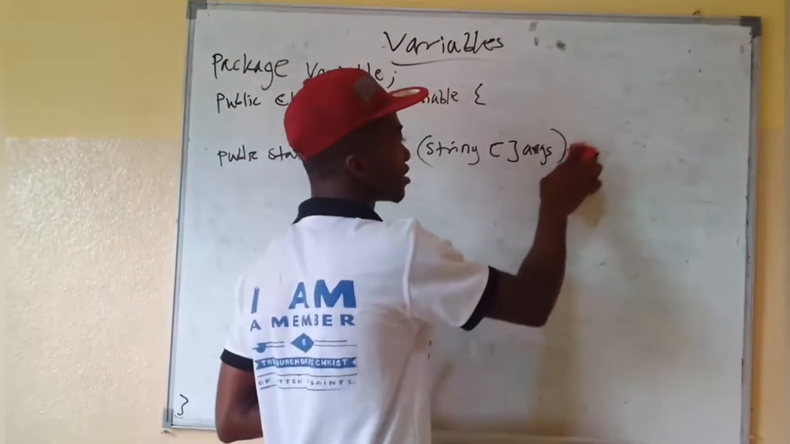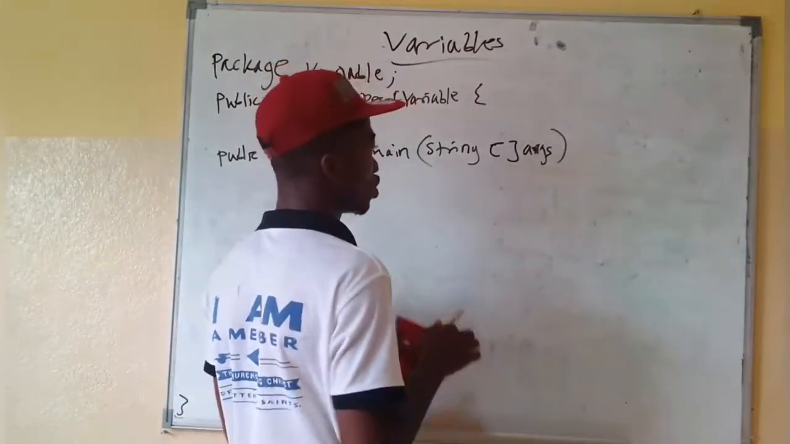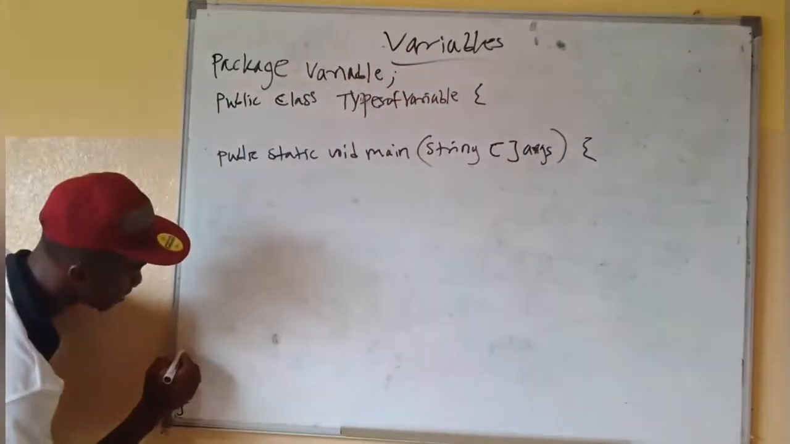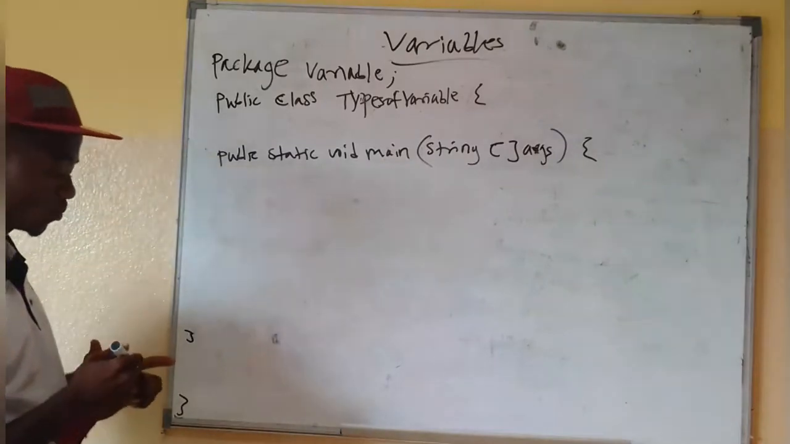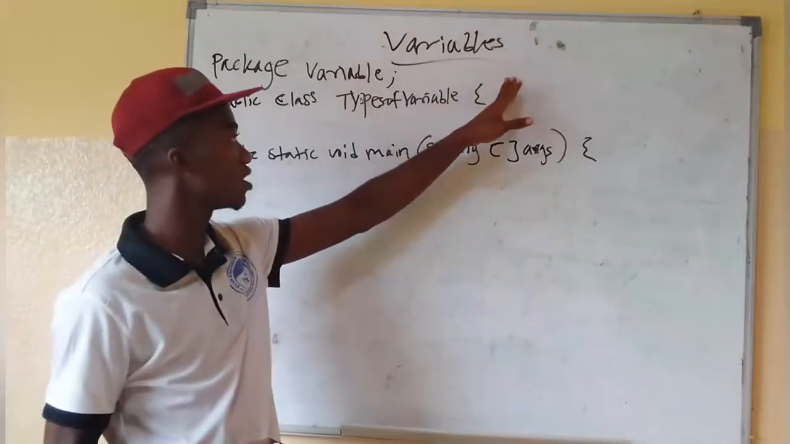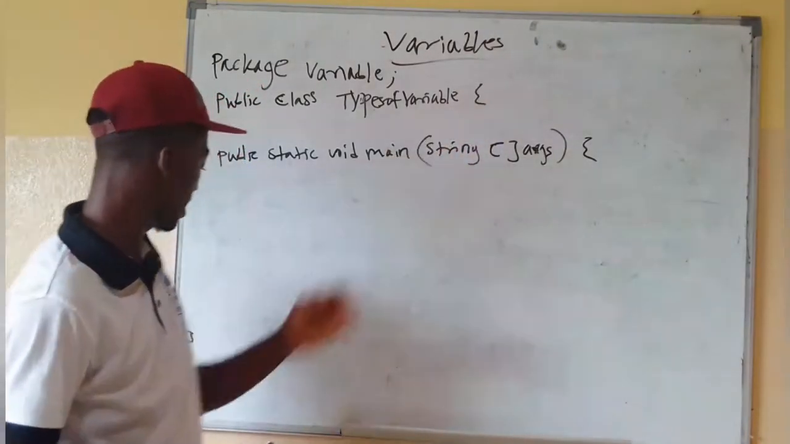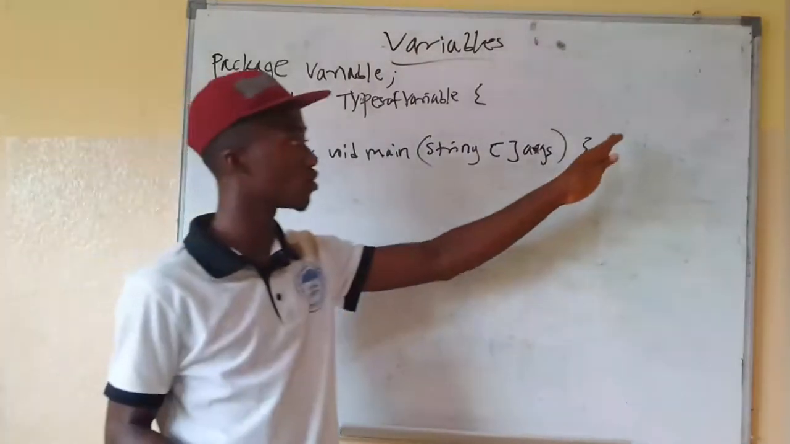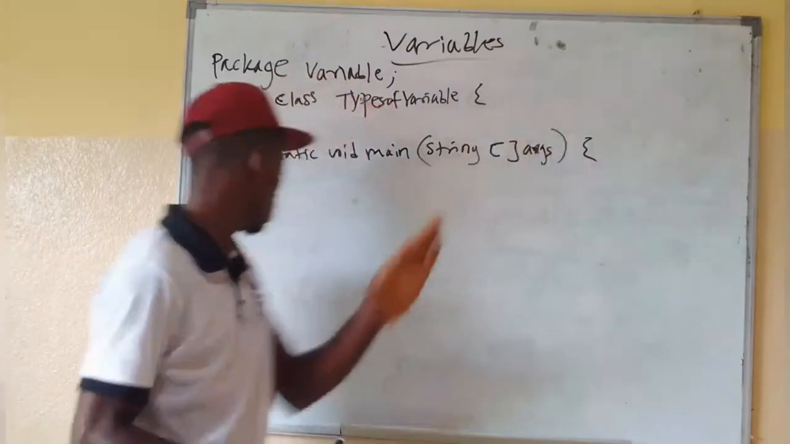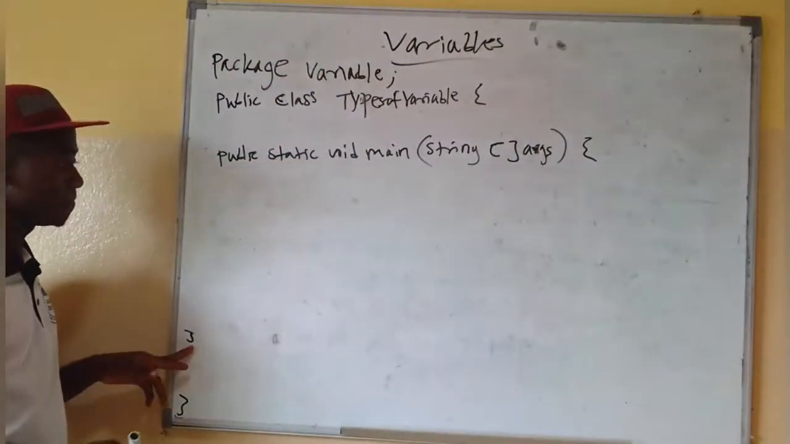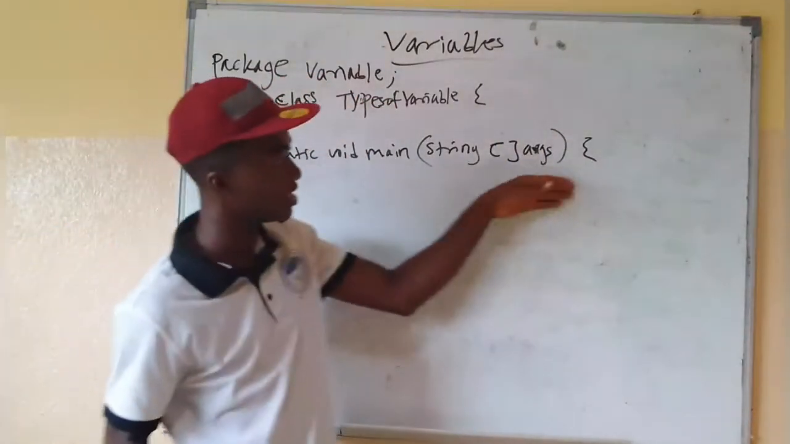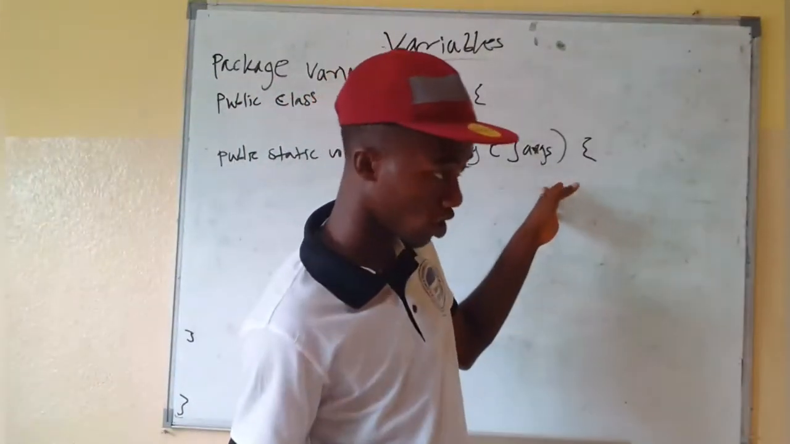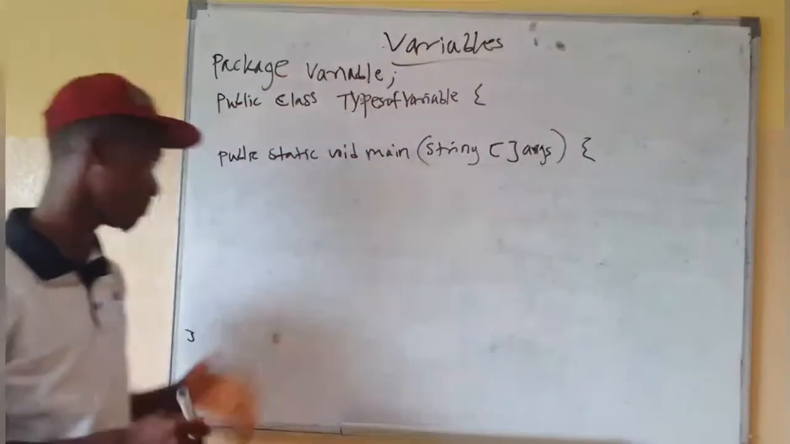So you don't have to leave a semicolon to this one. You also open a brace and then you close it here. So this is the open brace for our class, and this is the closing brace for our class. And here also is the open brace for our method, and also the closing brace for our main method. Within here is our method body, and in here we are going to execute all our coding.